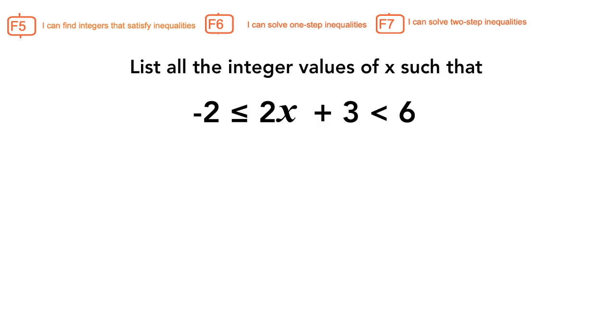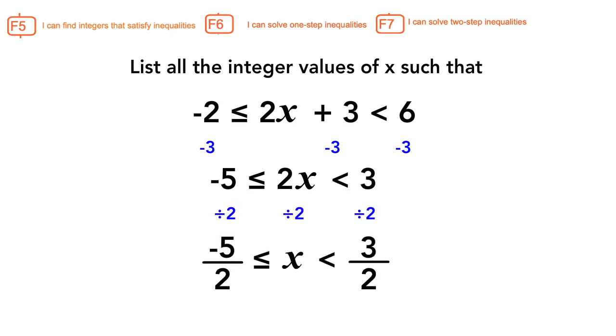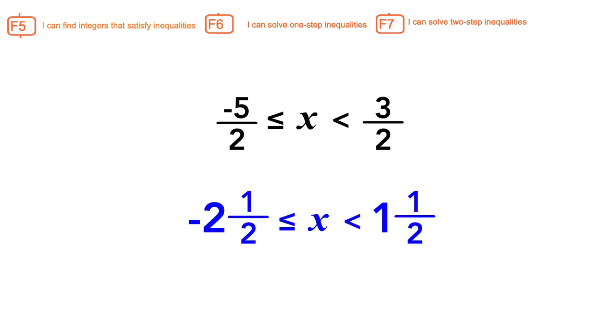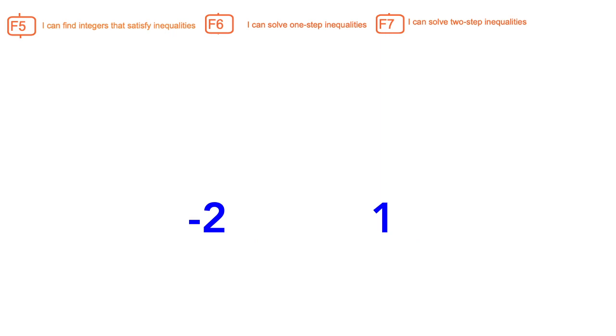Minus 2 is less than or equal to 2x plus 3, which is less than 6. Subtract 3 to give us negative 5 is less than or equal to 2x, which is less than 3. We next divide by 2, giving us negative 5 over 2 is less than or equal to x, which is less than 3 over 2. In this case, it will be more helpful to convert the fractions into mixed numbers to see where the closest whole numbers are. Therefore, we get negative 2.5 is less than or equal to x, which is less than 1.5. This means the integers of x are between just under negative 2 and just over 1. The answers are negative 2, negative 1, 0, and 1.